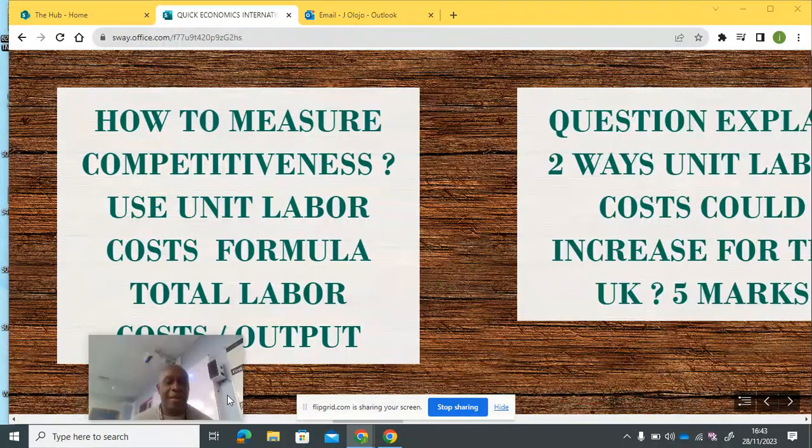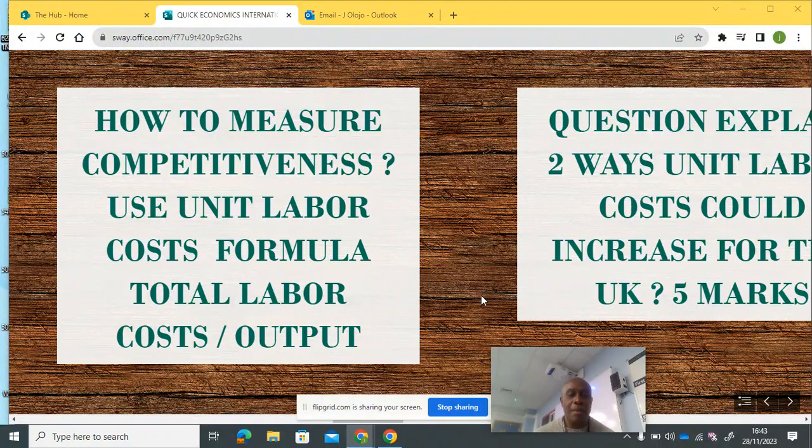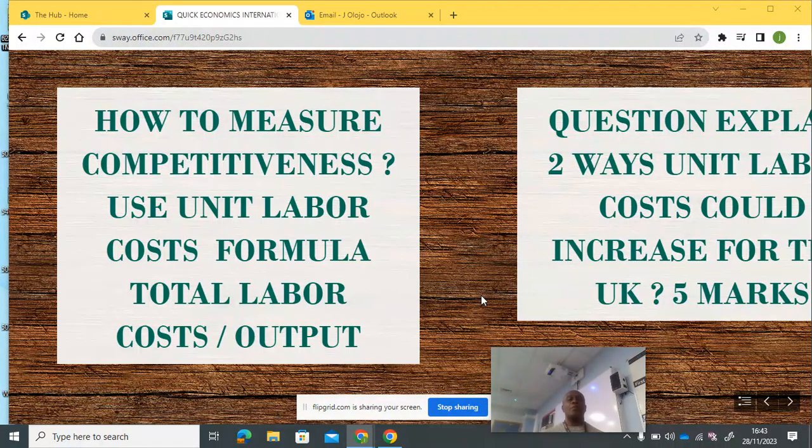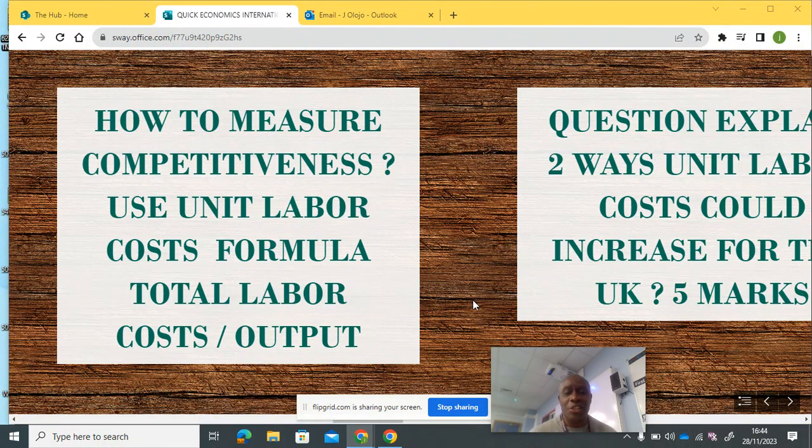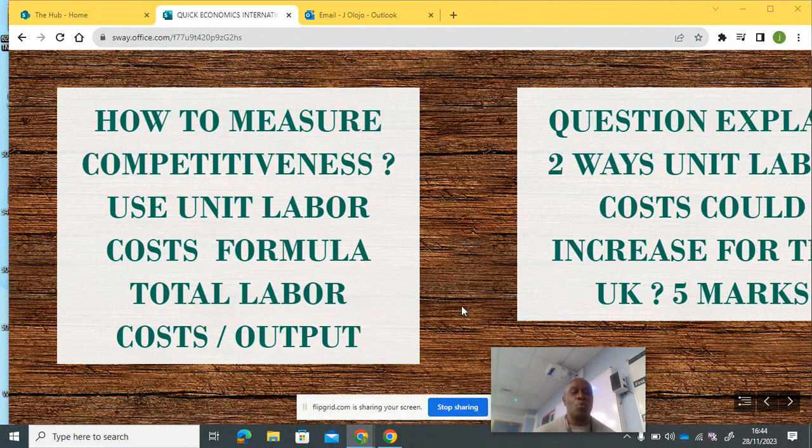How to measure competitiveness? How do we determine whether a country is competitive or not? The most important factor is unit labor cost. This is such an important factor. If you're going to remember anything, guys, you must remember this one. Unit labor cost. The formula for unit labor cost is total labor cost divided by the output.